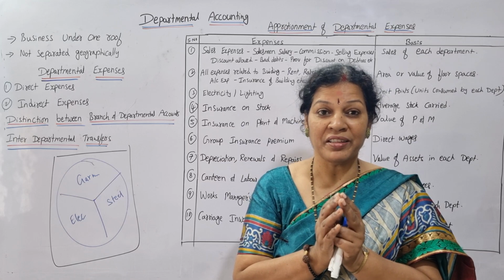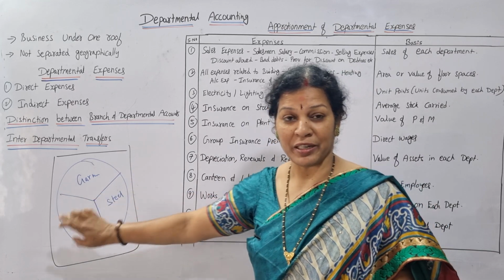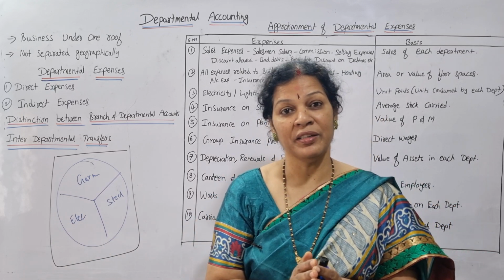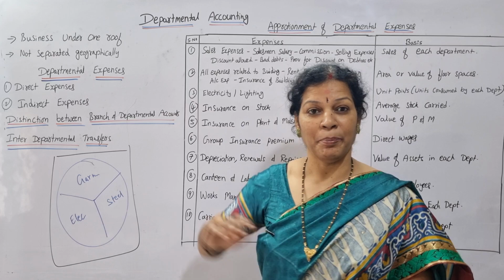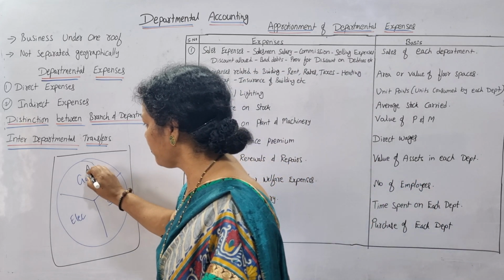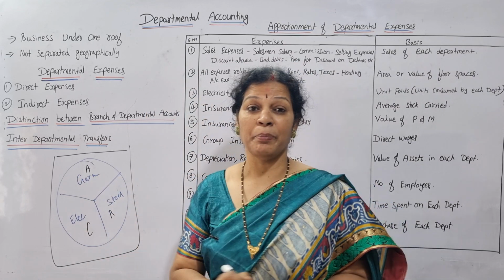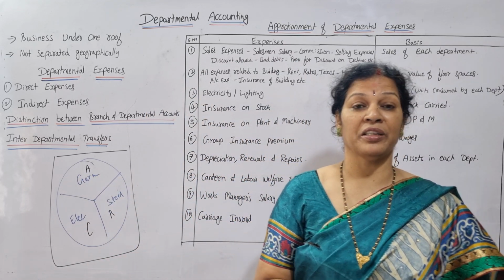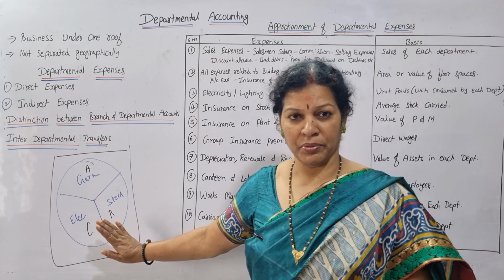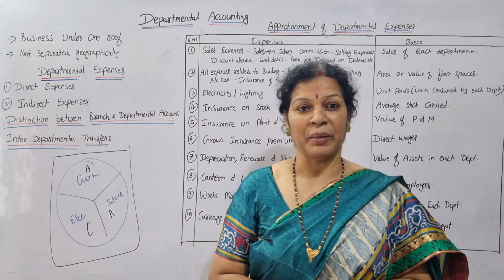Now this we call departments. Garments department, steel department, electronics department. These departments separately we want to maintain accounts. Department of garments, suppose this is department A, this is department B, department C. For all A, B, C departments we want to open accounts separately. That is called departmental account. Everything is under one roof, but we want to maintain departmental accounts separately.